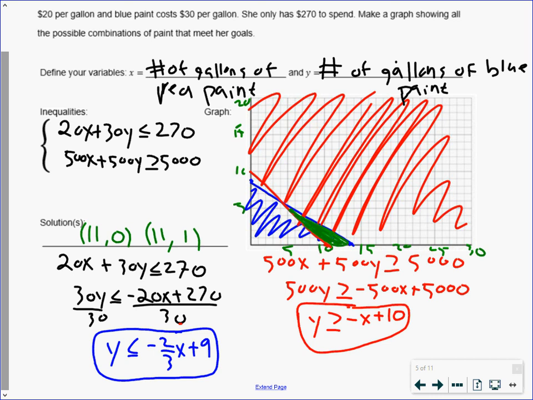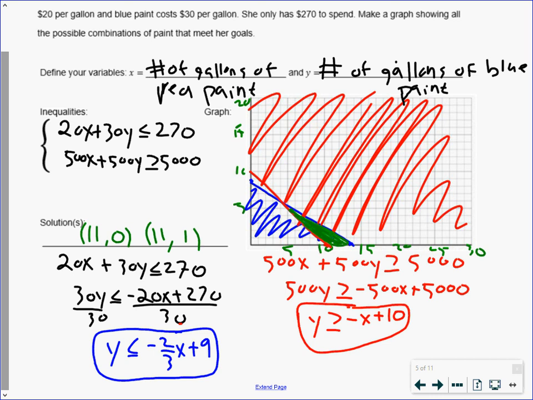That's because 500x tells me how many square feet I can paint with all the red paint that I have, and 500y tells me all the square feet I can paint with all my blue paint. Add them together, that's how many square feet I can paint with all the paint that I have. And that has to be greater than or equal to 5,000, because I need to paint at least 5,000 square feet on the billboard. If I have extra paint, it's not a big deal. We just need to make sure we can at least fill the billboard.